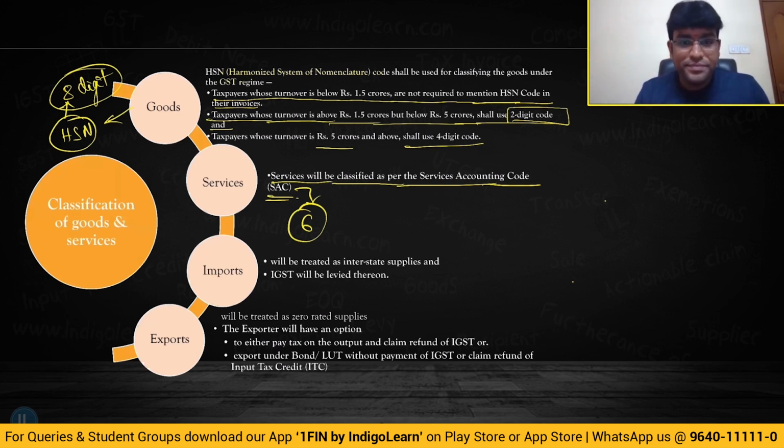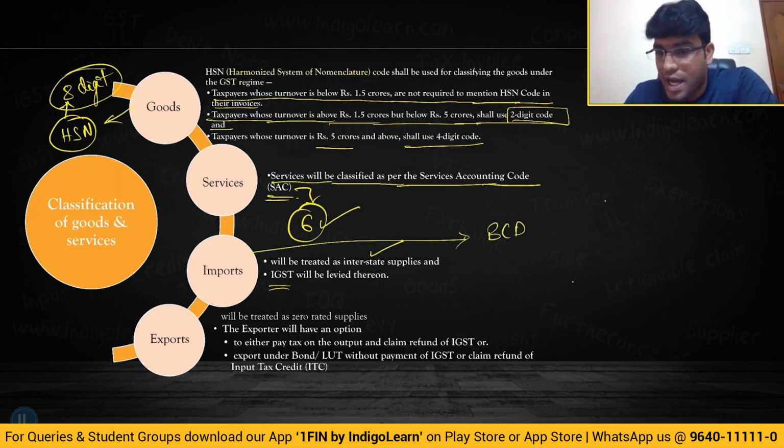That's very clear. Next. Service accounting code is 6 digits. Imports. Imports we treated as inter-state supply, IGST is the way. And already we know that for imports we will charge BCD plus IGST.